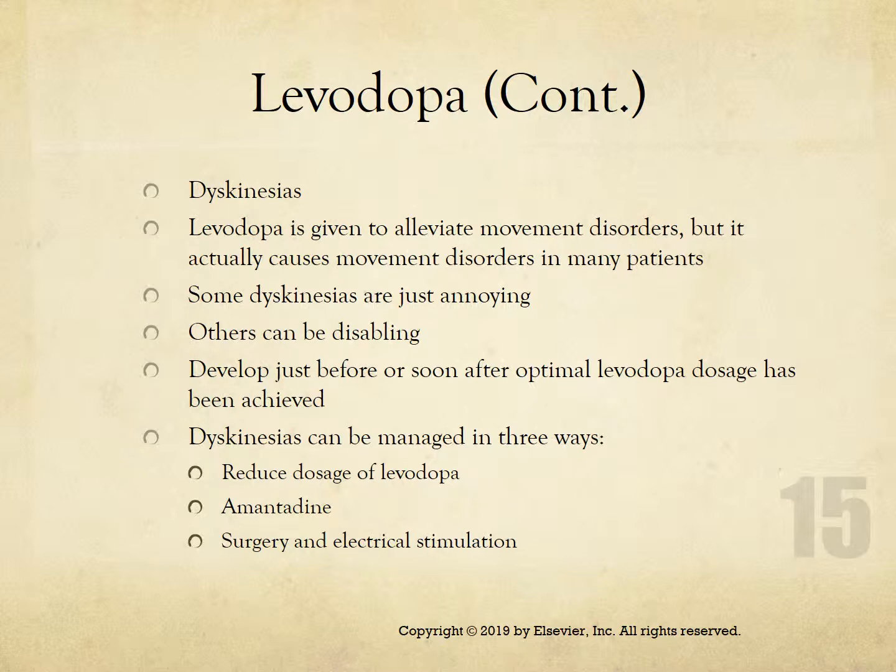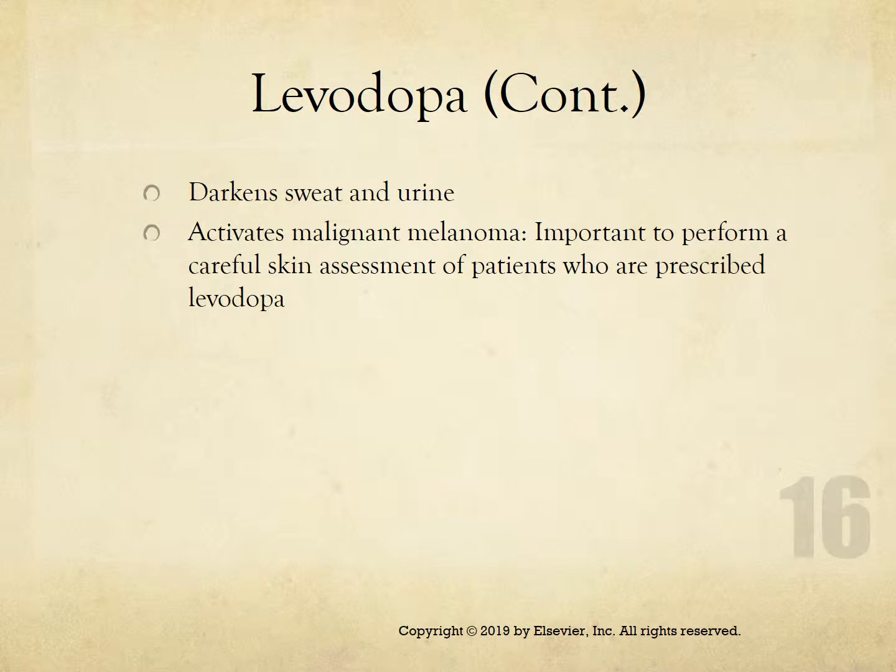Some of the dyskinesias can be annoying, some can be debilitating. They usually develop before or soon after optimal levodopa doses are achieved, and they can be managed by reducing the dose, by giving amantadine, or by surgery or electrical stimulation. It can also cause darkened sweat and urine, and can activate malignant melanoma. So it's important to do skin assessments on these patients before it's prescribed.